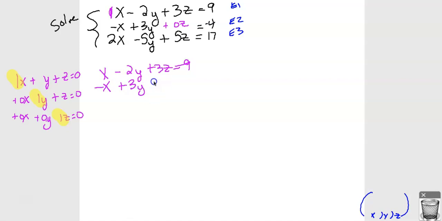I'm not going to write plus zeros. There is no z right there, so I'm just going to skip a space. Now, when I add those together, notice the x's eliminate. And so I have 1y plus 3z equals 5.